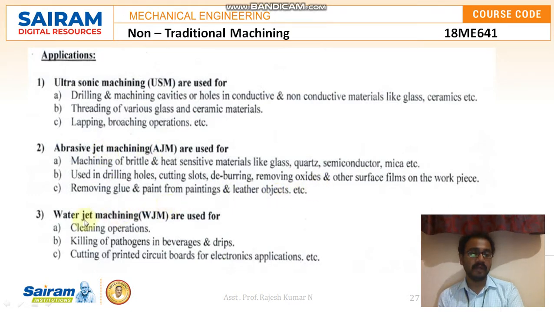And moving to the third one, the water jet machining process is almost similar to the abrasive jet machining process, but only some 20 to 30% varies. While discussing this topic, we'll come to know what they are. It is mainly used for cleaning operations, killing of pathogens in beverages and drips, and cutting printed circuit boards for electronics applications, etc.